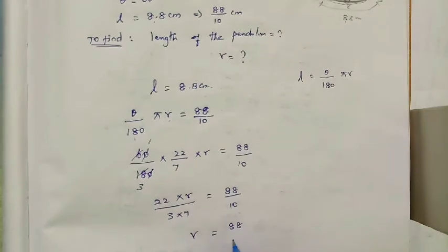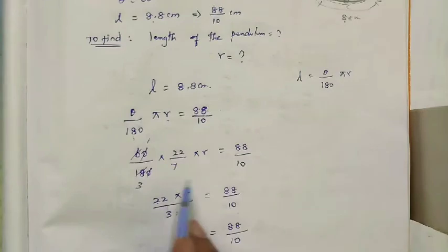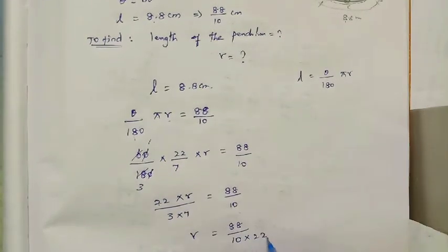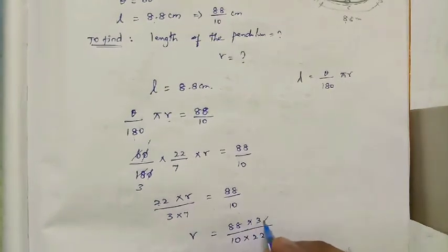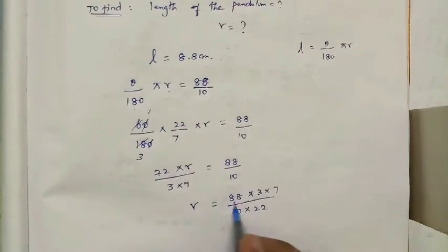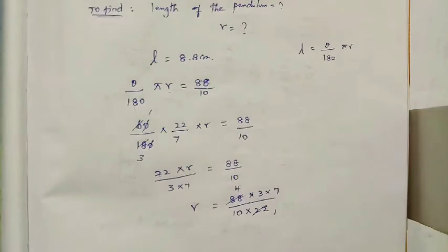What is already on the RHS? 88 divided by 10. So taking 22 to the RHS, multiply will become divide. 10 into 22, and 3 into 7 goes to the numerator. So 88 into 3 into 7, divided by 10 into 22. Is it possible to simplify? Yes, the 22 table can cancel it: 1 times, 4 times. 22 4s are 88.